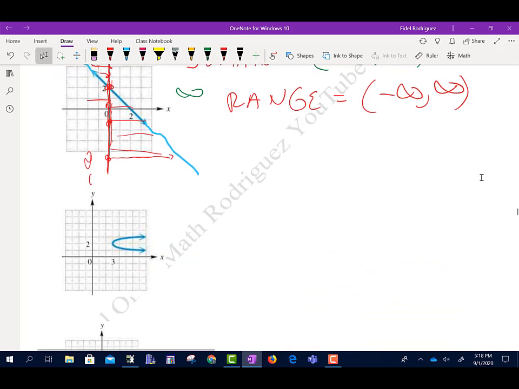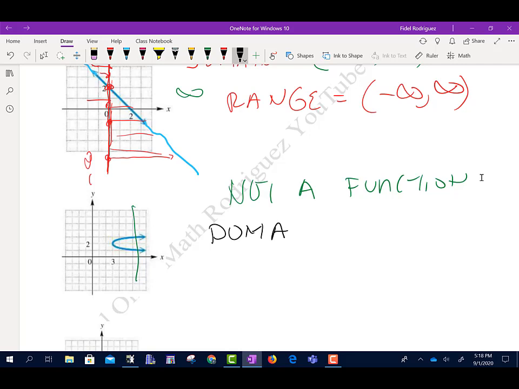So now let's take a look at the next one. First thing we're going to do, determine is it a function. I draw a vertical line. How many times do I hit it? I hit it twice. Okay, so it's not a function. That's what the vertical line test says. Now let's see if we can find our domain. Remember what our domain is. The domain is a set of the x values.